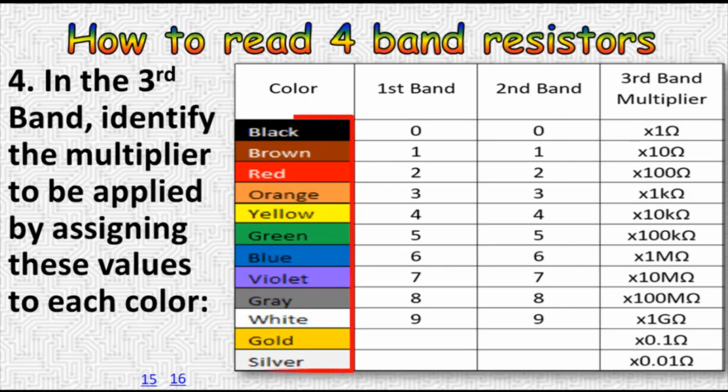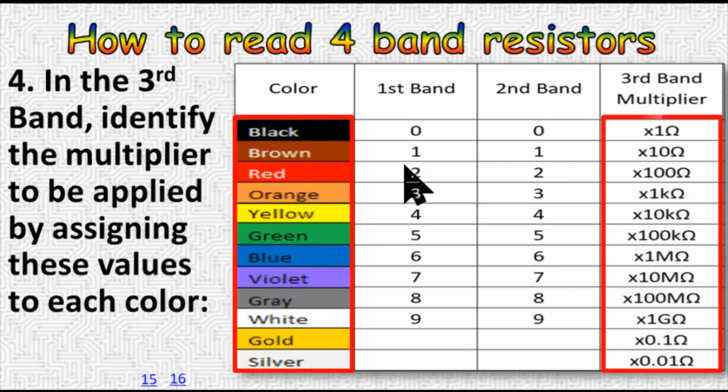Okay. So, brown is 1, green is 5. Tama? And then red is, ano ang value niya? 100 ohms. Okay? So, 1, 5 times 100. Mamaya, i-compute natin yan kung ano talaga yung magiging equivalent value ng resistor na yan.